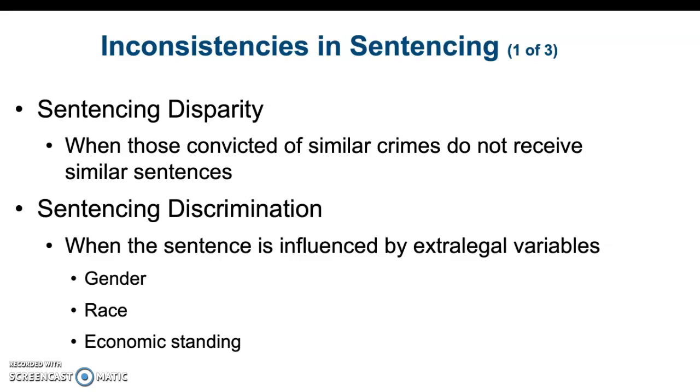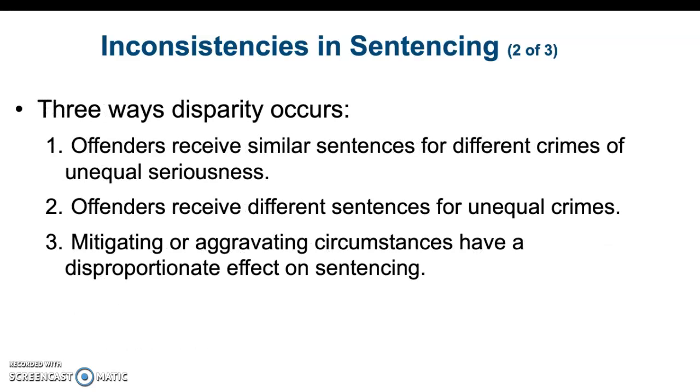So those things happen. Now, there's such a thing as sentencing disparity. Remember that philosophy of a judge? Well, they're different in different courtrooms. So if a person is convicted of similar crimes but doesn't receive similar sentences, something's wrong. They look for some uniformity amongst them. That is called sentencing disparity. And sentencing discrimination is when gender, race, or economic standing influences the outcome, the extralegal considerations.